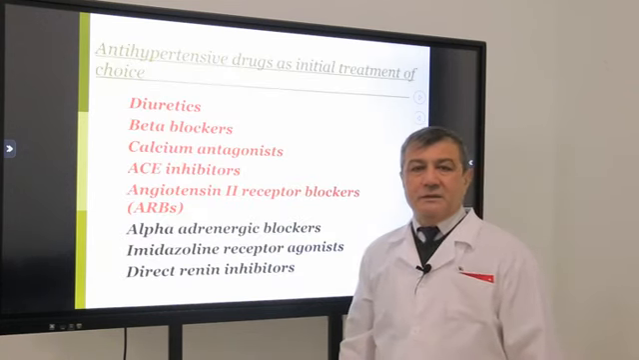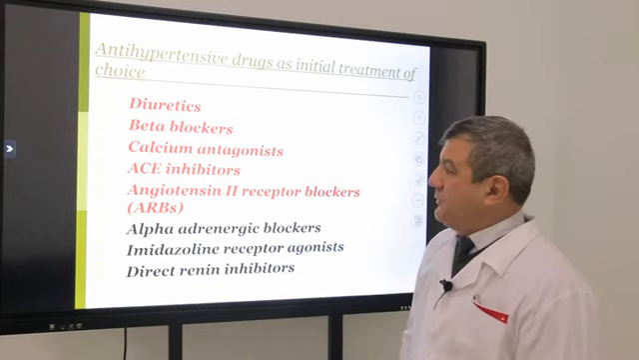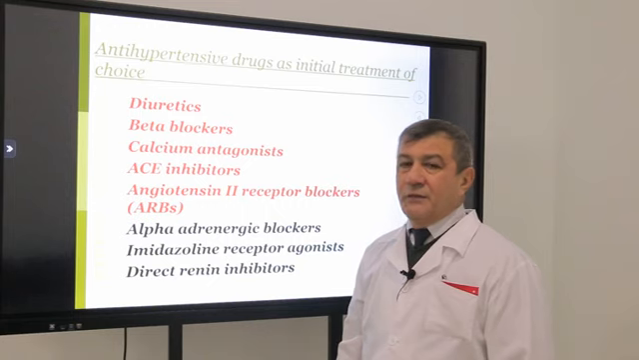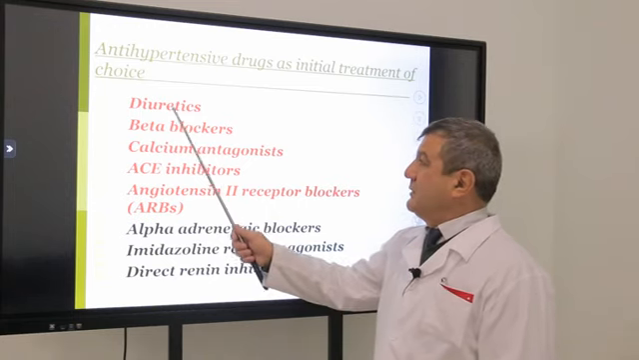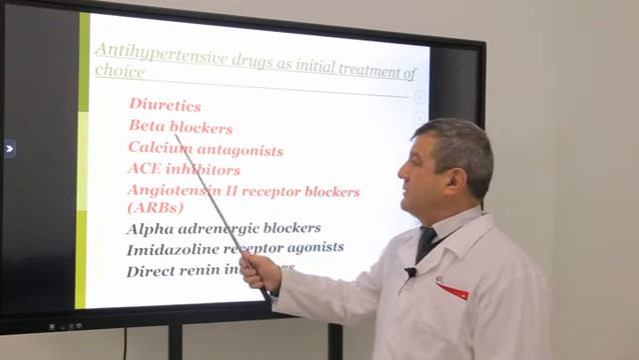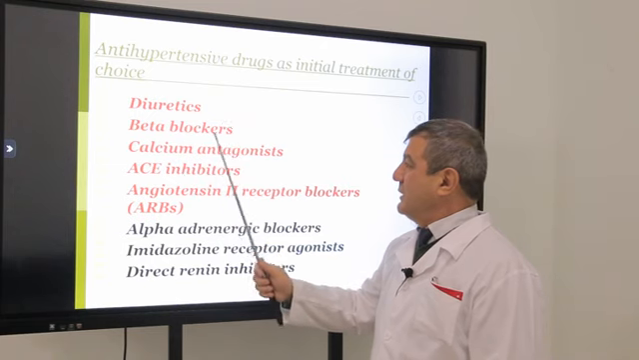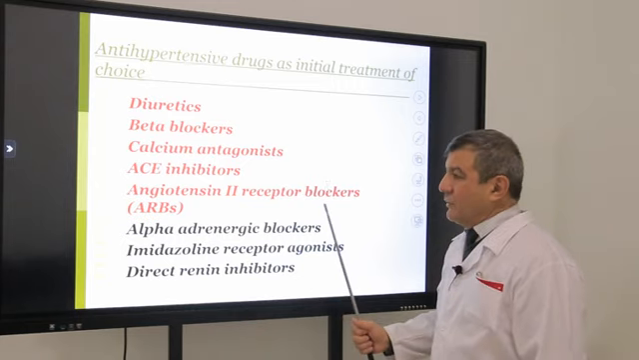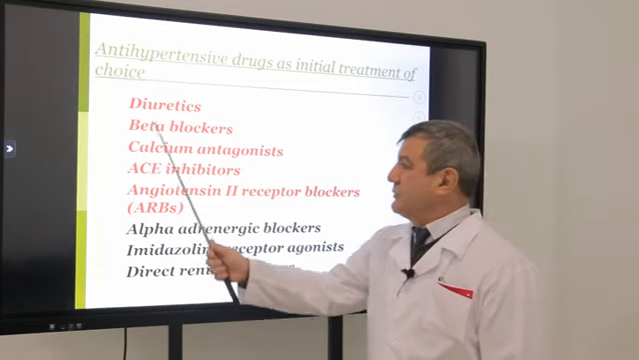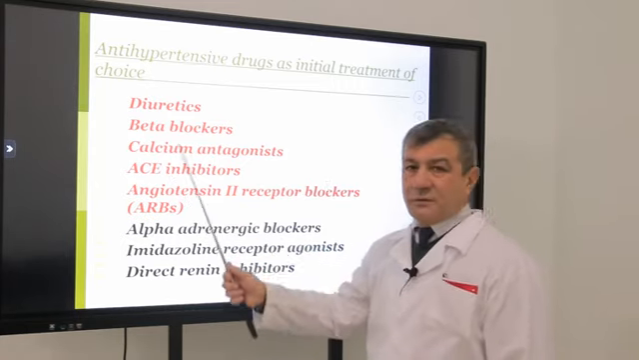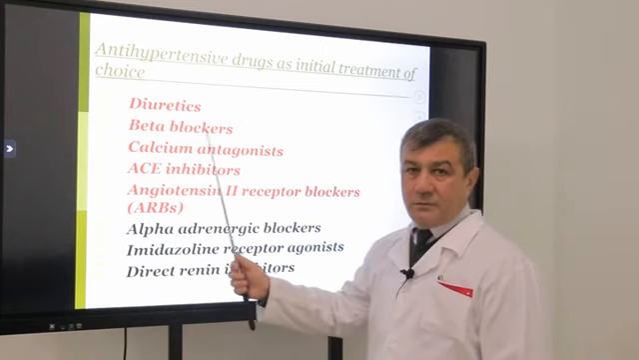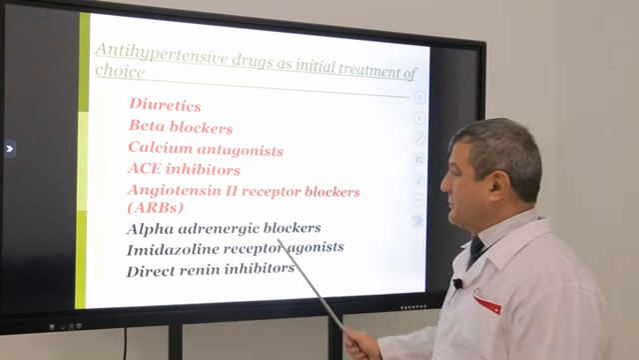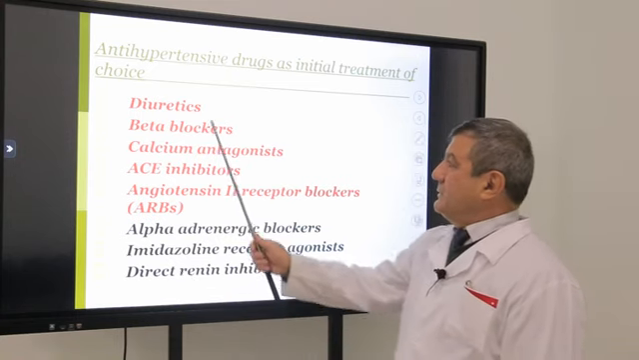What kind of medicines can we recommend if the patient has hypertensive disease? There are basically 5 good medicines. This is diuretics, beta blockers, calcium channel blockers, ACE inhibitors, angiotensin II receptor blockers. We have to choose medicines from these groups. If it is impossible, then we have to choose medicines from additional groups.